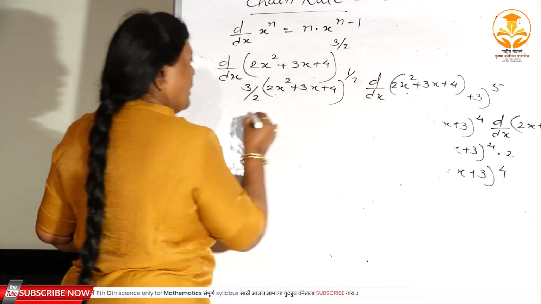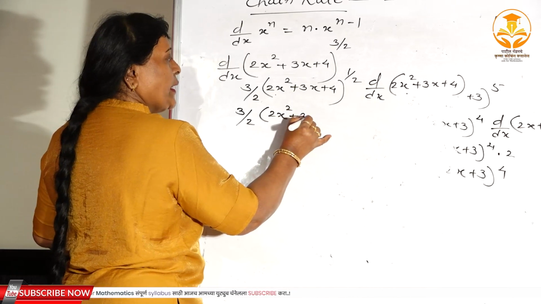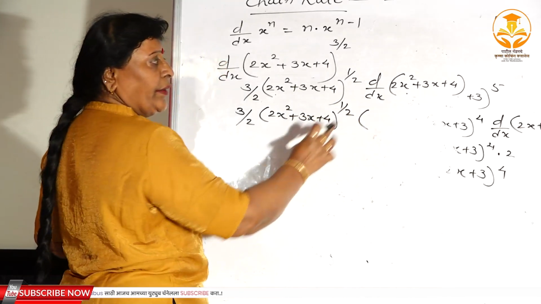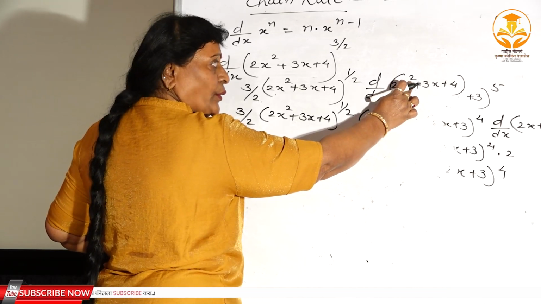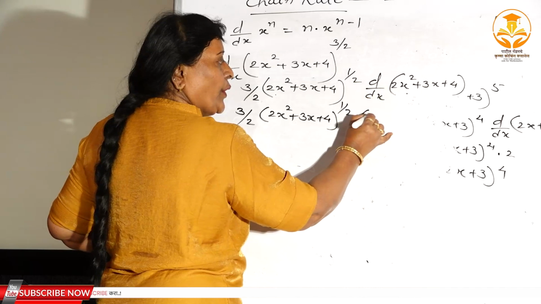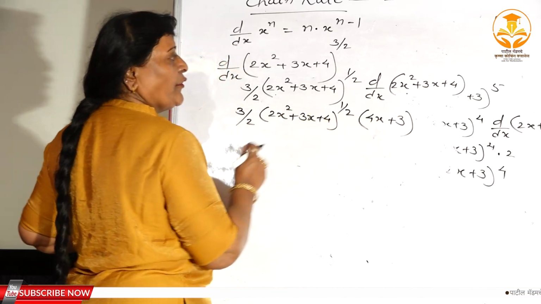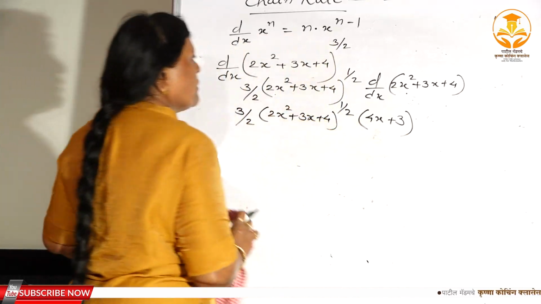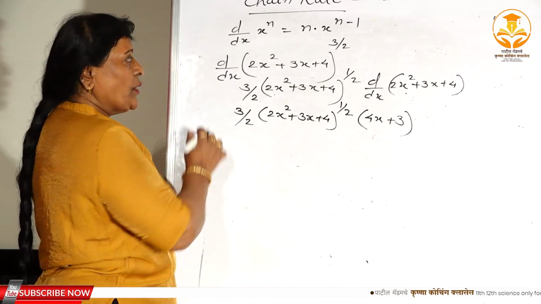Now d/dx of 2x square plus 3x plus 4. Isn't it? Now here again 3 by 2, (2x square plus 3x plus 4) whole to the power 1 by 2. Now here what is the derivative? 2 remains as it is. The derivative of x square is 2x. Therefore 2 times 2x means 4x. The derivative of 3x is 3, and the derivative of 4 is always 0 because that is a constant function. Right? In this way you can find the derivative by applying the chain rule, isn't it?